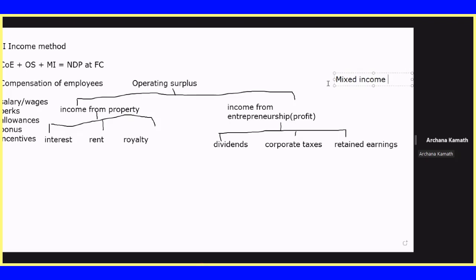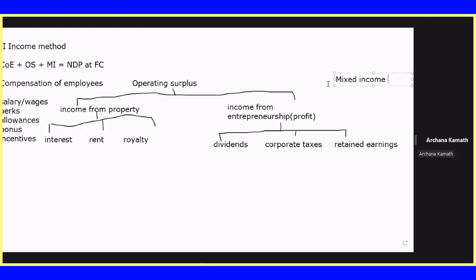For example, I'm already earning salary wages as a prime service provider, but apart from that, I have some hobby from which I'm earning some extra income. I cannot include it under my salary, and I cannot include it under my profit as well. But something which I'm earning over and above, like what I'm doing now, is included under mixed income.